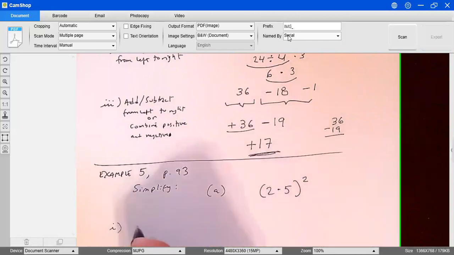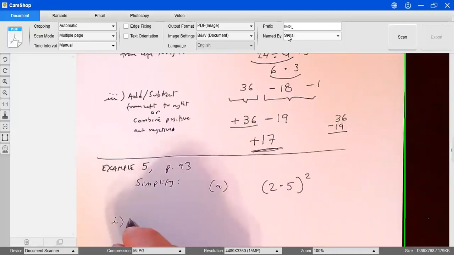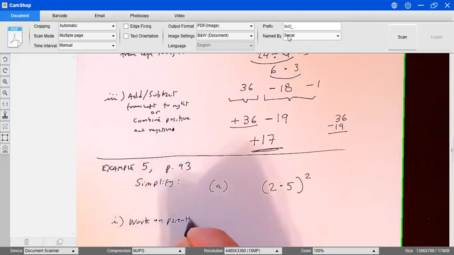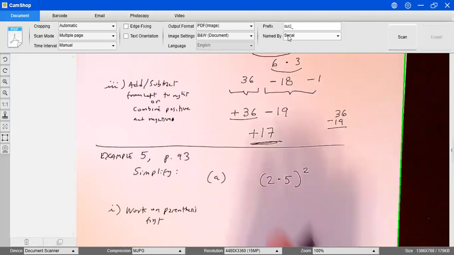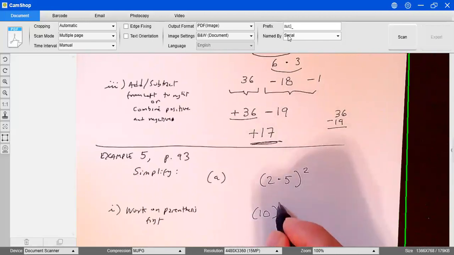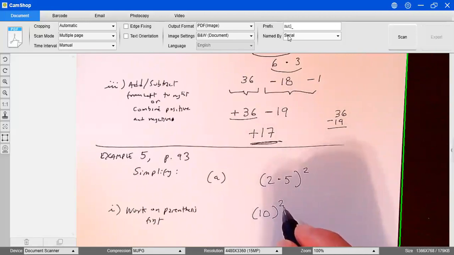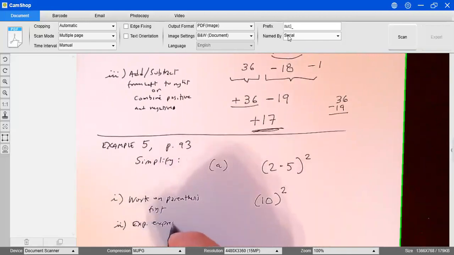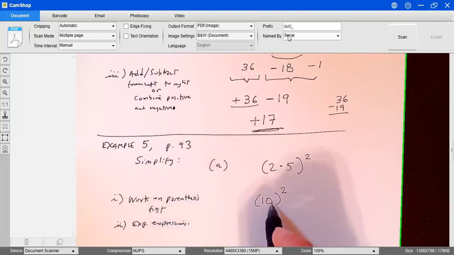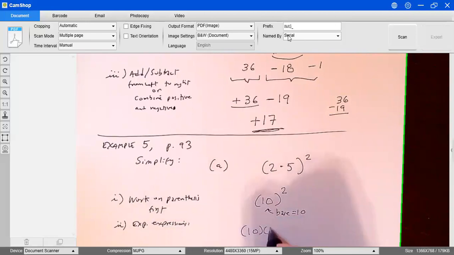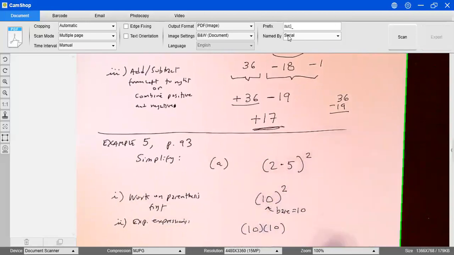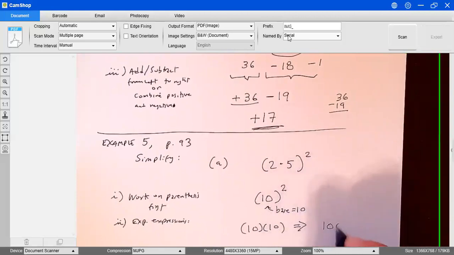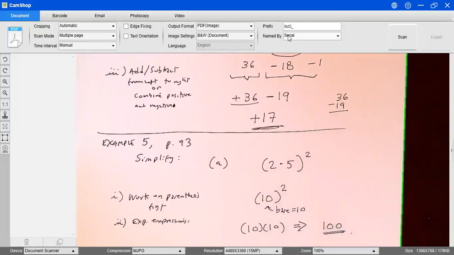So we're going to start by working on parentheses first, so the grouping symbols. So 2 times 5 is going to be 10. Then we have square here. Then we're going to proceed with exponential expressions. So to solve exponential expressions, you just need to rewrite the exponential expression as a multiplication. So you know that the base is 10. So you're going to multiply 10 by 10. How many times? Just 2 times. So it's just 10 times 10. So this is going to be 100. And that is going to be the answer for this part.